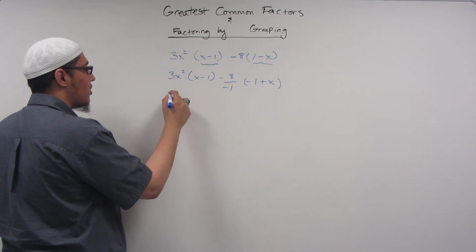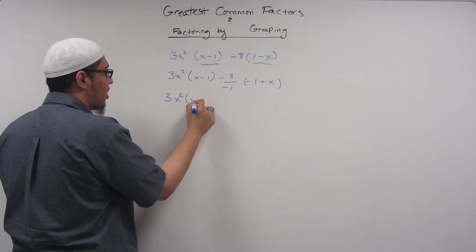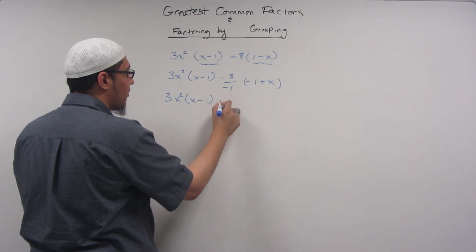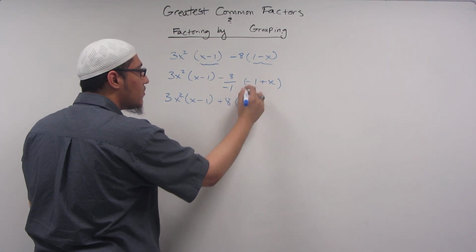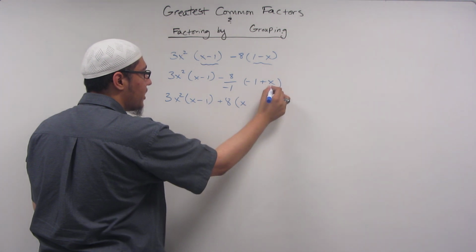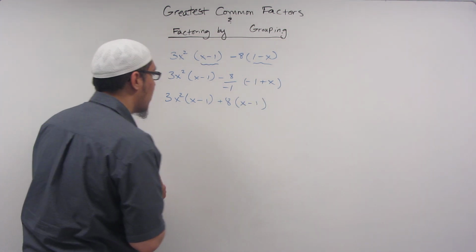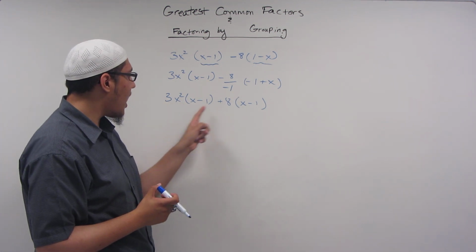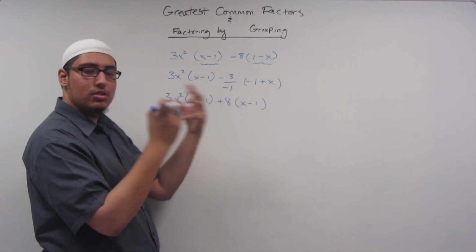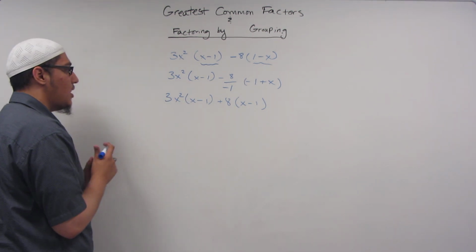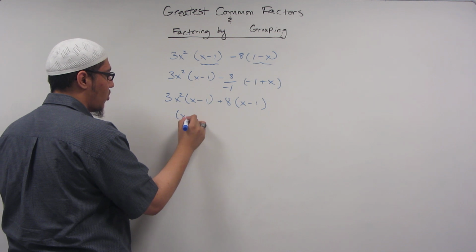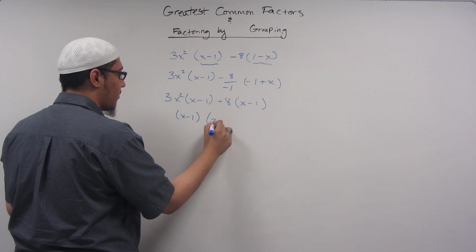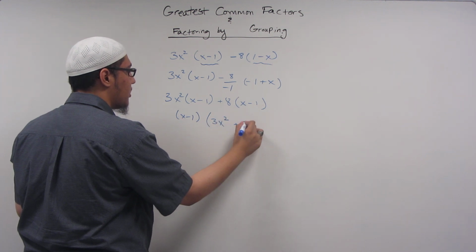We can still rewrite it though. We can have 3x squared times x minus 1. Now negative 8 divided by negative 1 will simply give us a positive 8. Rewriting this, we have a positive x over here, we have a negative 1. Now this looks very similar to the previous example that we did, because all of a sudden we now have a term that we can simply factor out. In this case, we can pull out an x minus 1, leaving us with 3x squared plus 8.